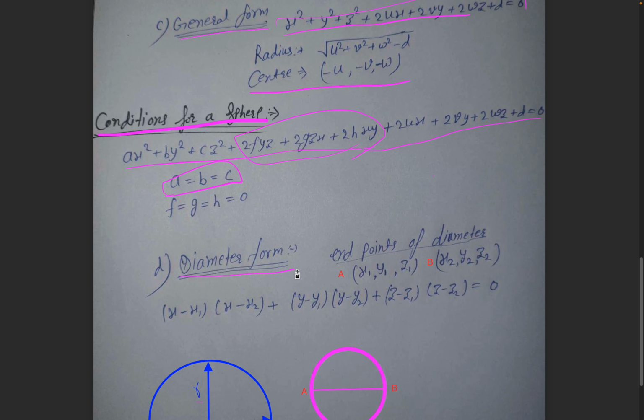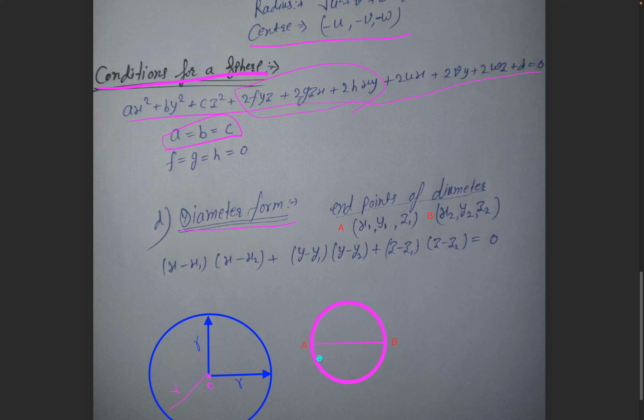And the fourth form is the diameter form. If we know this is a circle and this is a diameter, and its end points are A and B, then the equation of the sphere is: if the coordinates of A are (x1, y1, z1) and of B are (x2, y2, z2), then the equation is (x minus x1)(x minus x2) plus (y minus y1)(y minus y2) plus (z minus z1)(z minus z2) is equal to 0. This is the equation of the sphere in the diameter form.